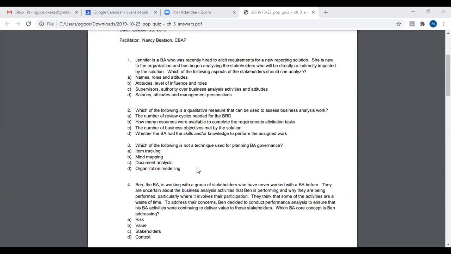Ismail, why did you pick C? I personally think it's B. I don't know. I may be wrong. I can't remember.